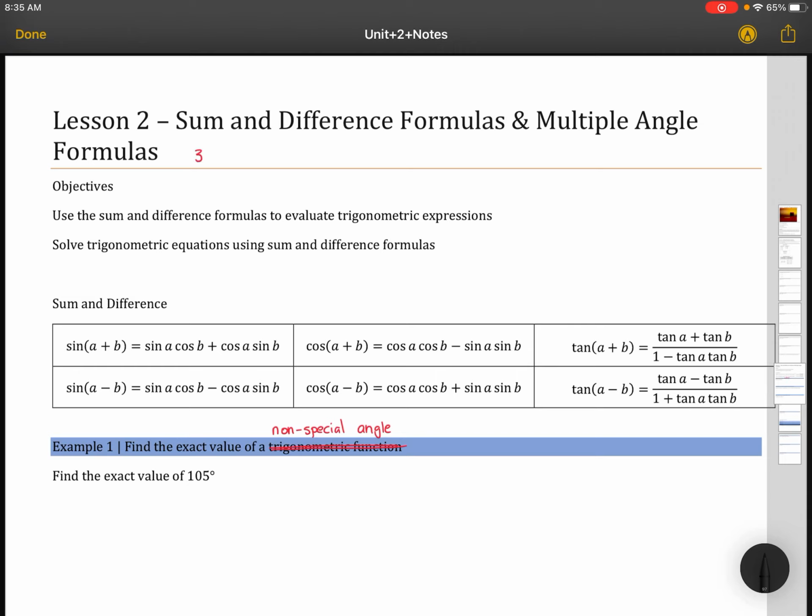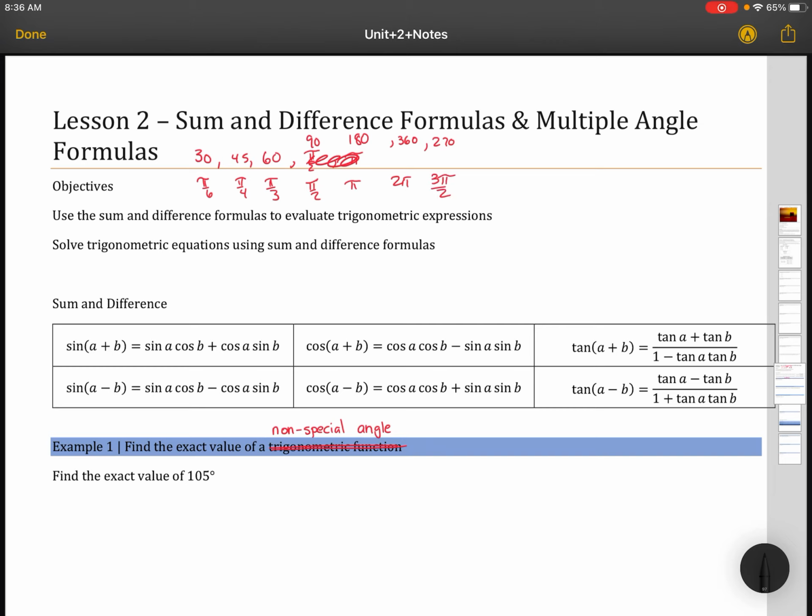In degrees, our special angles are 30, 45, 60, the multiples of 90. In radians, of course, that's going to be pi over 6, pi over 4, pi over 3. I'm sorry, I should have put 90 right here: 90, 180, 360. Oh, I left out 270. So in radians, those will be pi over 2, pi, 2 pi, and 3 pi over 2.